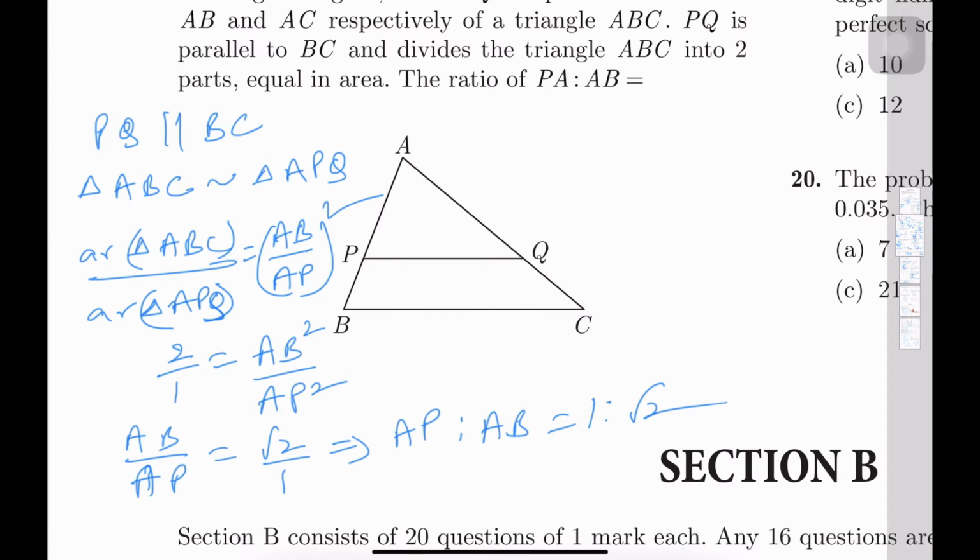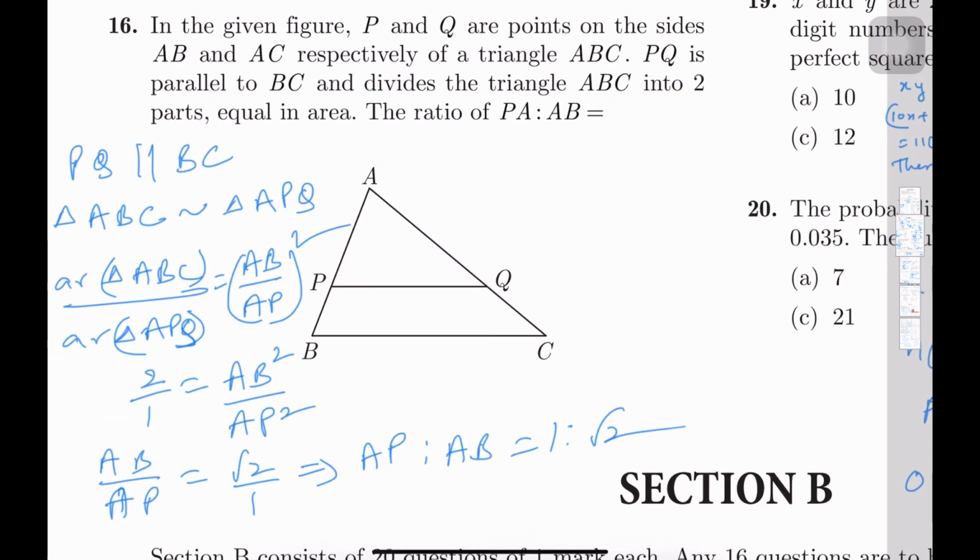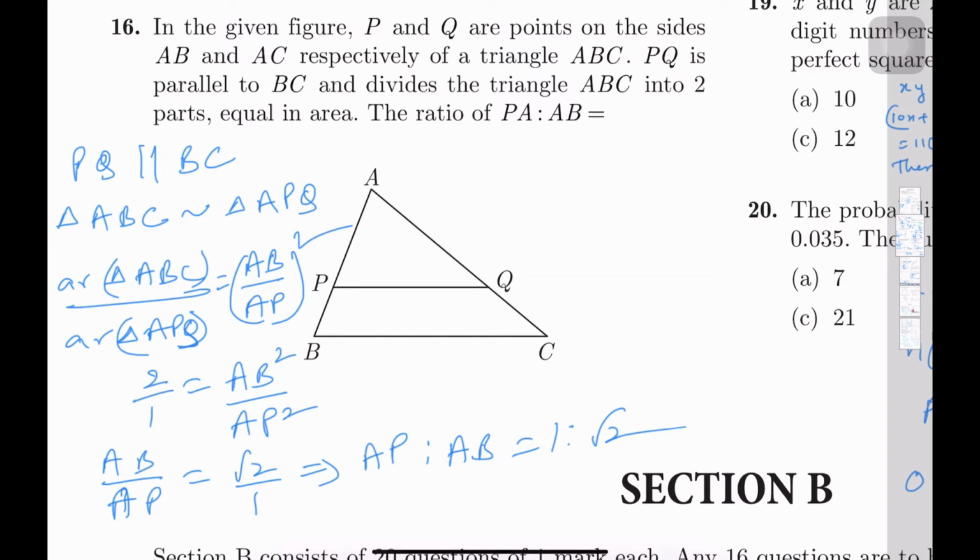Now we know that if two triangles are similar, then the areas are in the ratio of the square of the ratios of the corresponding sides. Here PQ is parallel to BC. Therefore triangle ABC is similar to triangle APQ, since one angle is common. So from AA similarity you can tell that these two triangles are similar. So area of triangle ABC by area of triangle APQ is equal to AB squared by AP squared.